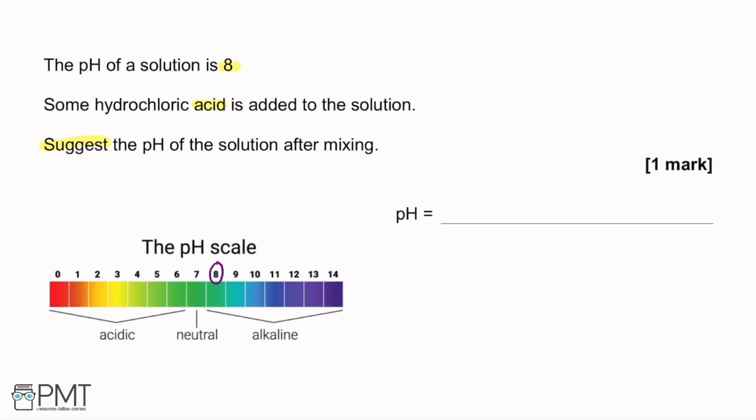So what's going to happen to the pH if we add acid? Well, it's going to become more acidic, isn't it? So the pH is going to be less than 8. An answer that I might go for would be something like 5. But in the mark scheme, it says to allow any value from 0 to less than 8. So anything which is classed as acidic on the pH scale, or 7, neutral, would have been fine for that 1 mark.